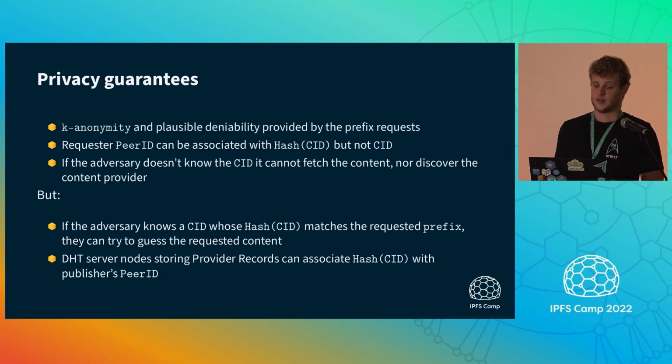So now, what privacy guarantee does it bring? It brings us K anonymity and plausible deniability, as the DHT will serve us multiple provider records. So if we say that the DHT is an entity, they cannot determine exactly which content I am accessing. Before, my peer ID could be associated directly with the CID I was looking for, and now it can only be associated with the hash of the CID.